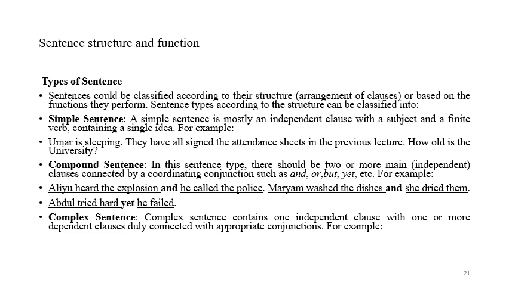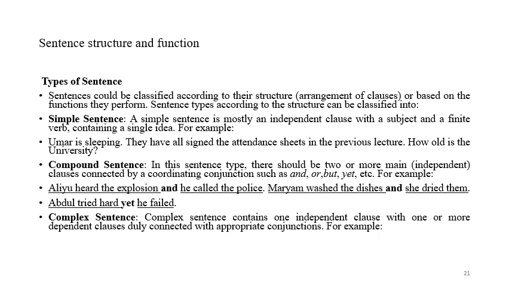Then according to structure, we have the simple sentence. A simple sentence is just a sentence that expresses one single idea. It has a subject and a finite verb, like an independent clause or principal clause. For example, he is going to school, he writes a letter, he ate food, she cooks food. All of these are simple sentences.